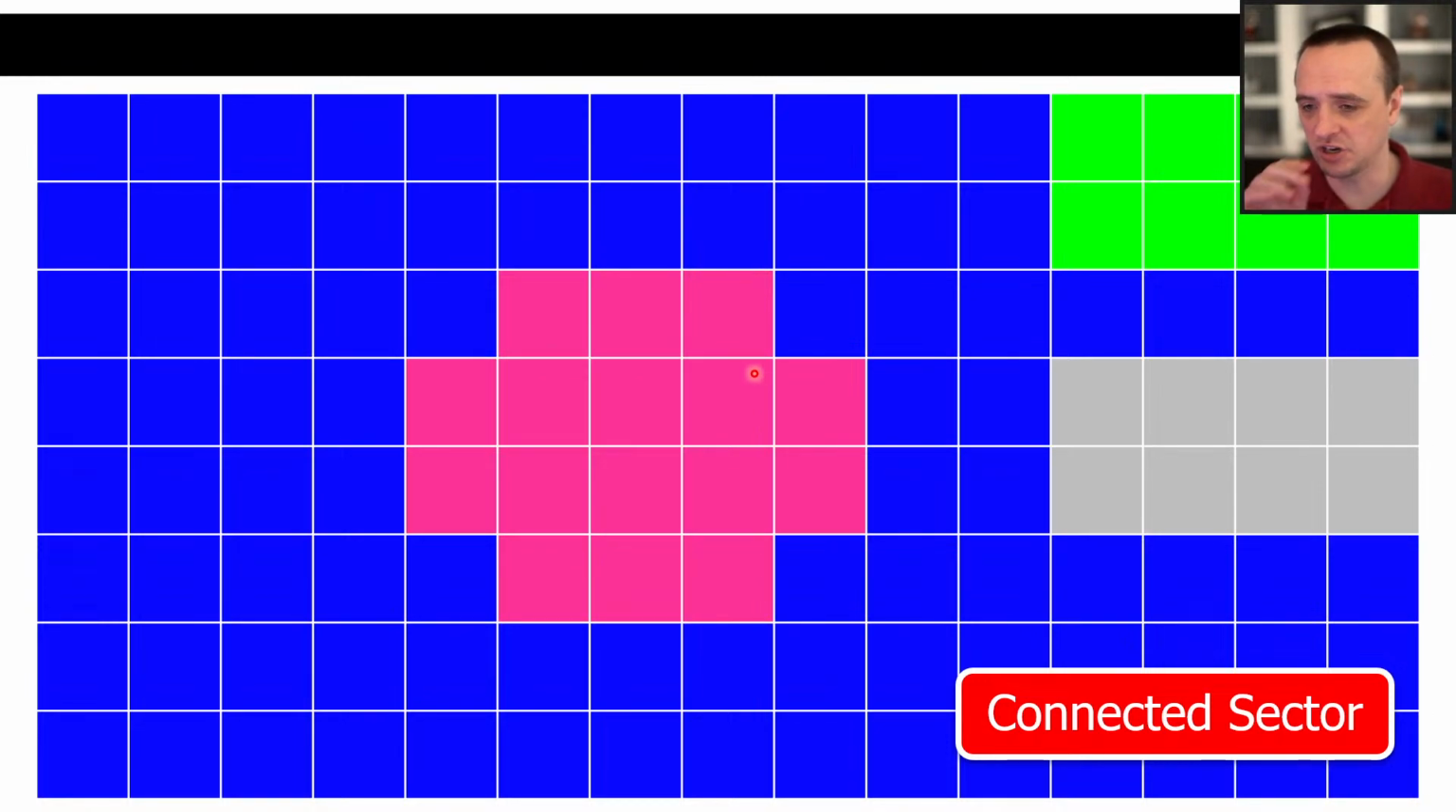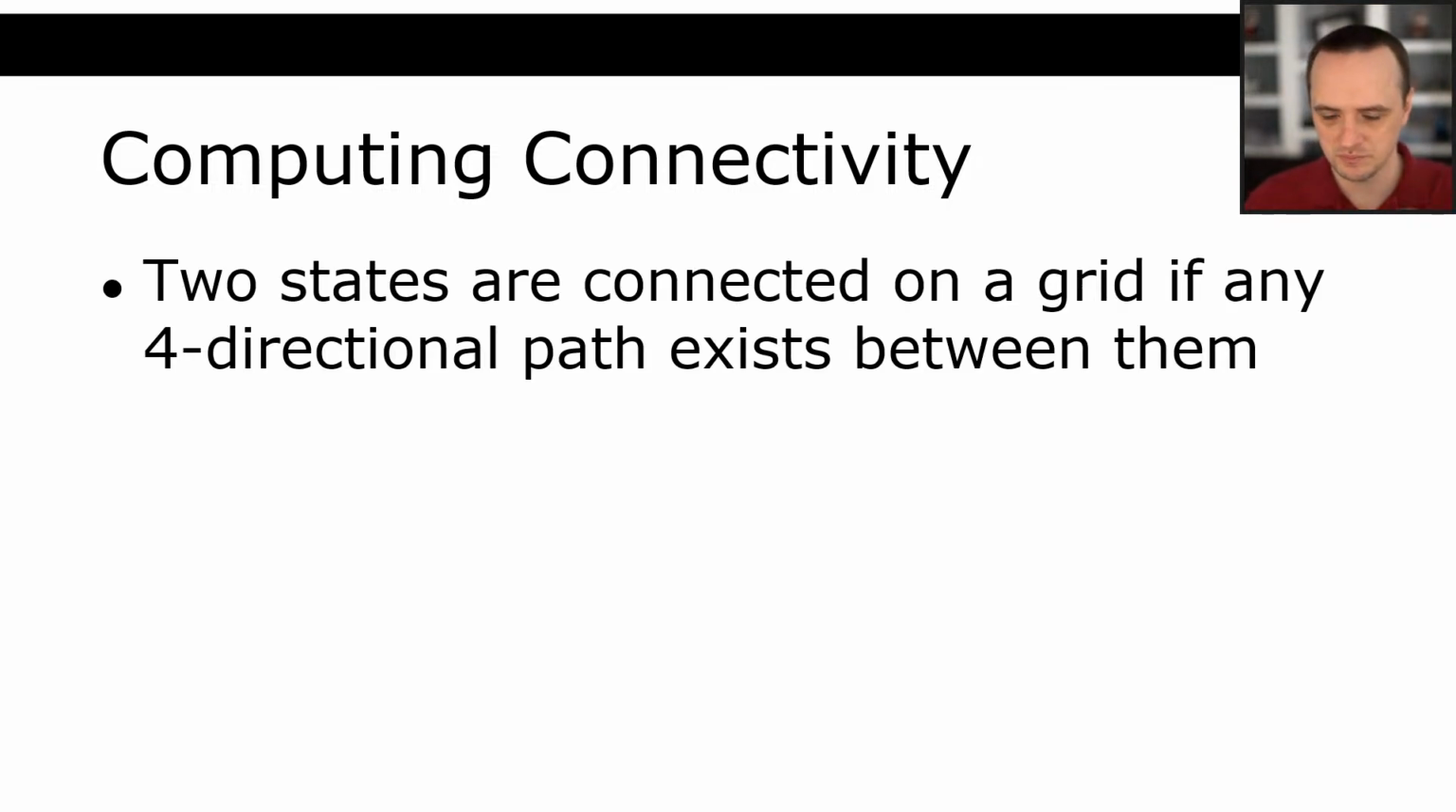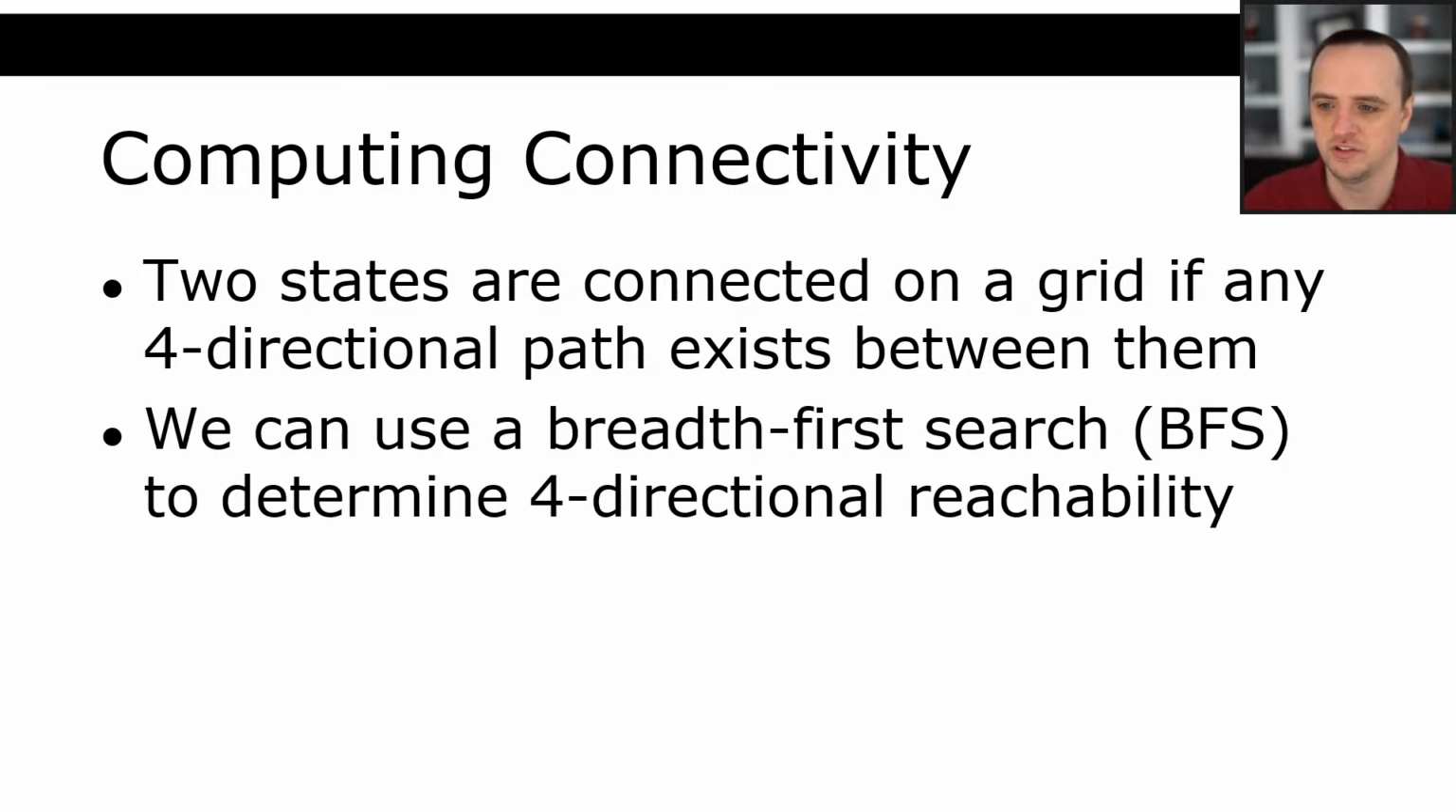Then a connected sector is a set of states in the grid that are all connected to each other. All of these purple states here, you could pathfind from any of these to any of these. So how did we compute connectivity in assignment 2 in 3200? We knew that two states are connected on the grid if any four-directional path exists between them. So we used a breadth-first search, BFS, to determine four-directional reachability. And we're going to see throughout this lecture that BFS is really, really powerful, okay? We can do lots of cool stuff with BFS.